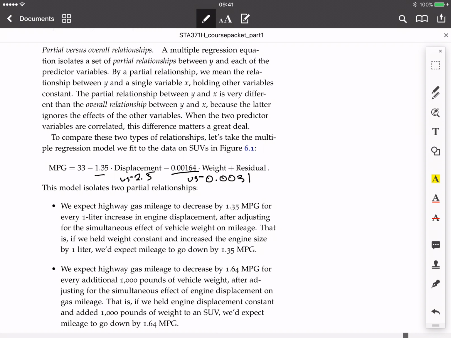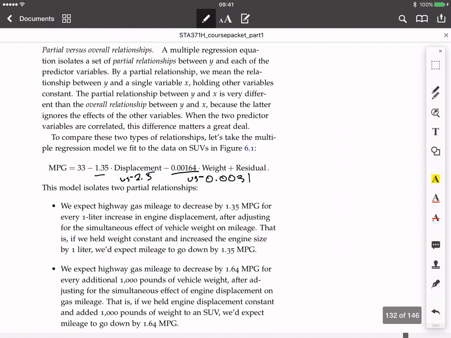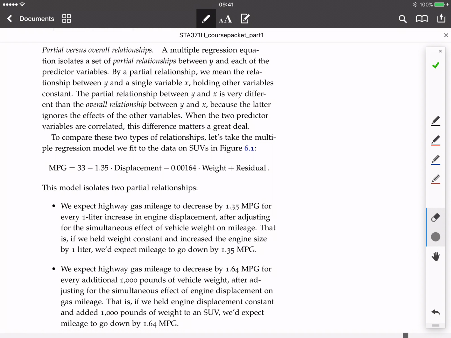So what's going on here? When we estimate the total or overall relationships, we get an overall slope of minus 2.5 versus a slope of minus 1.35 on displacement in the multiple regression model. That's about half as big. Similarly, the overall relationship between weight and mileage over here has an overall slope of minus 0.0031, and the partial slope is minus 0.00164 in the multiple regression model. So how can that be? Why do we get different answers for the partial slopes versus the overall slopes?